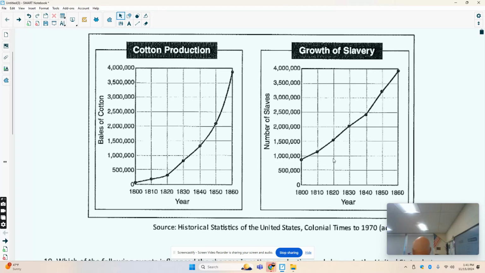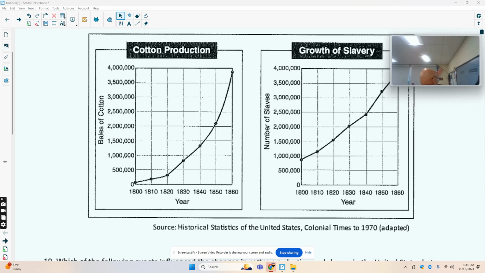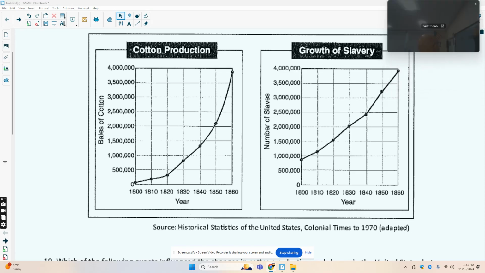Maybe like a graph or a couple of charts. The sourcing for this is Historical Statistics of the U.S., Colonial Times to Present. It's dated 1970, and you've got basically two graphs. You've got a graph on the left that illustrates cotton production between 1800 and 1860, and you've got a graph that charts growth of slavery between those same years.